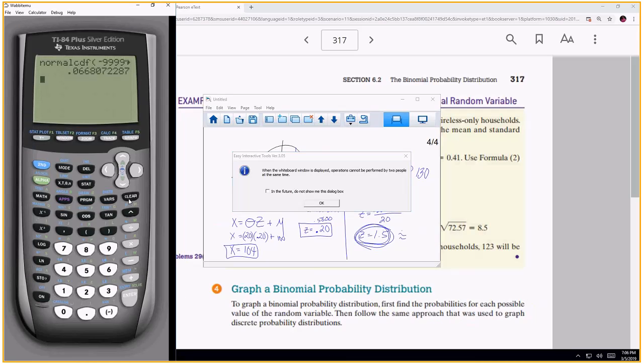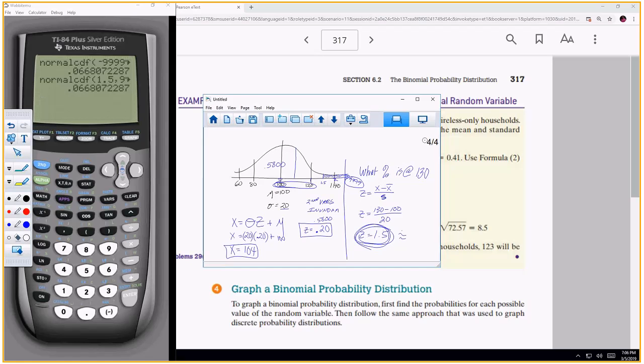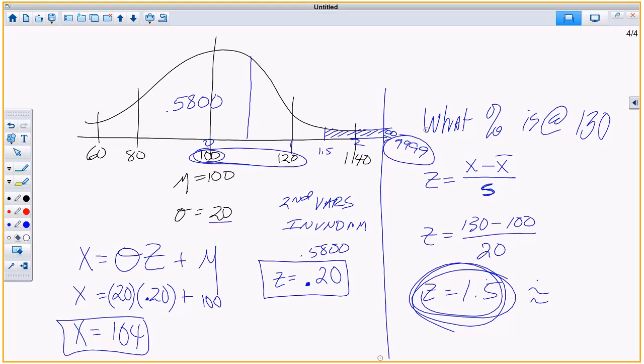I'll do it, check it. So second entry, and I'm going to go from 1.5, comma, 9999, comma, 9999. I'll just fill these up with 9s so it doesn't matter how many times I put it in there. 0.0668, so 6.68%. So how much of the population scores above 130? About 6.7%.